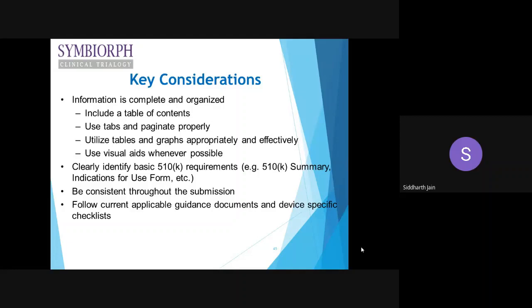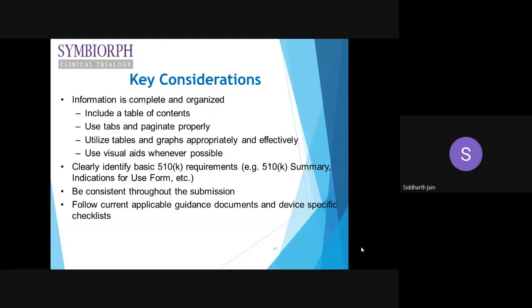One of the key considerations is that information is complete and organized. Include a table of contents, use tabs, and paginate properly. Utilize tables and graphs appropriately and effectively. Use visual aids whenever possible. Clearly identify the basic 510K requirements, whether it's the 510K summary or indications for use, whenever you are going for the 510K application. Be consistent throughout the submission. Your indications for use and contraindications should not say one thing in one section and something different in another section. It should be coherent and consistent throughout the submission.